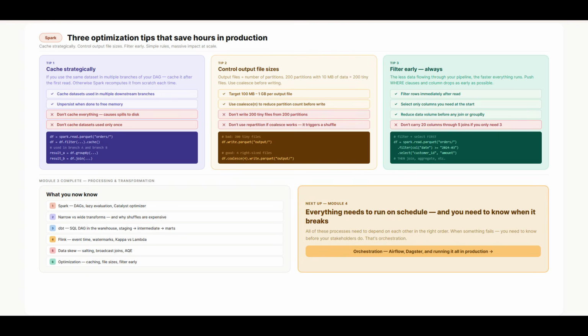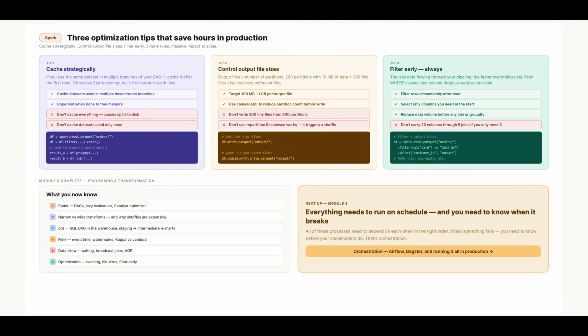A few more optimization tips while we're here. Cache strategically. If you're using the same dataset in multiple branches of your DAG, cache it in memory after the first read. Otherwise, Spark will recompute it from scratch each time. But don't cache everything. Memory is finite and unnecessary caching causes spills to disk.